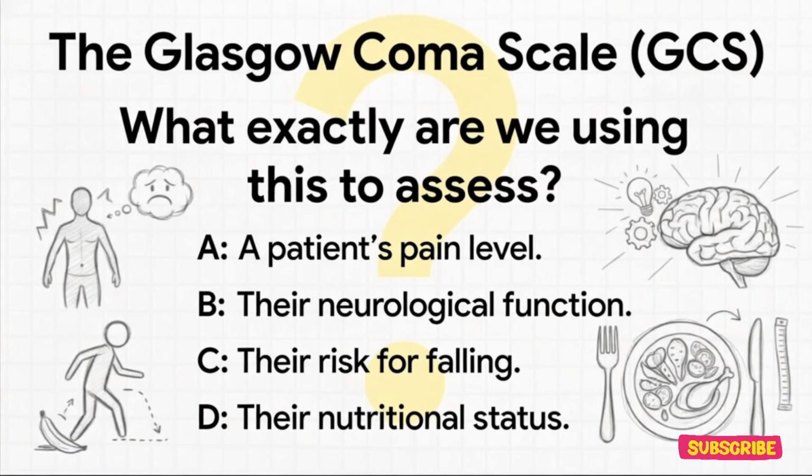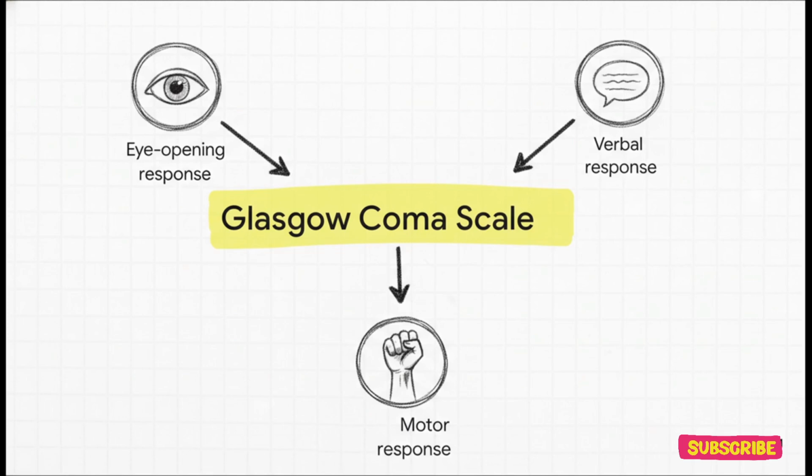All right, let's switch gears to another critical assessment tool. I'm sure you've heard of this one, the Glasgow Coma Scale, or GCS. What exactly are we using this to assess? Is it A, a patient's pain level, B, their neurological function, C, their risk for falling, or D, their nutritional status? And the answer is B, a patient's neurological function.